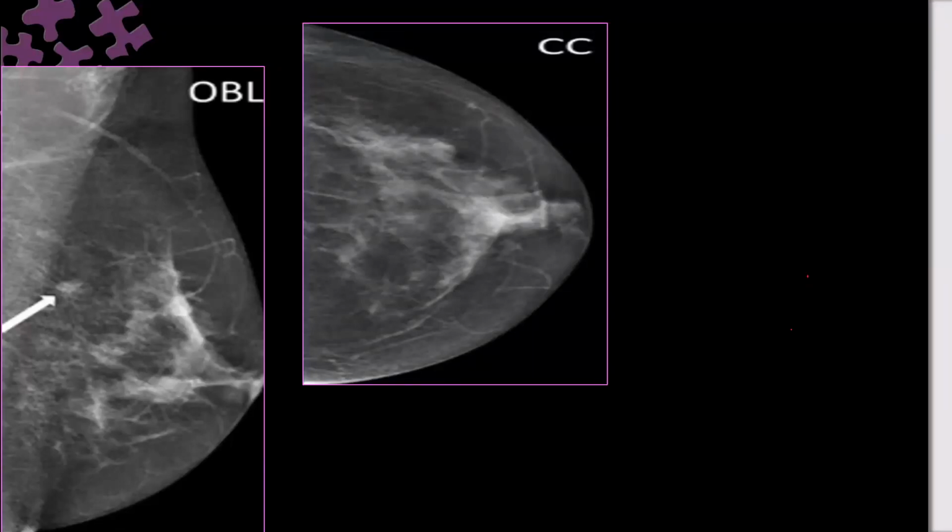An extreme posterior prepectoral region. It is seen only on MLO. Is it appreciated on CC? Can you see it on the CC view? I might be seeing a very little part of it, but I cannot commit myself, so I'll ask for.